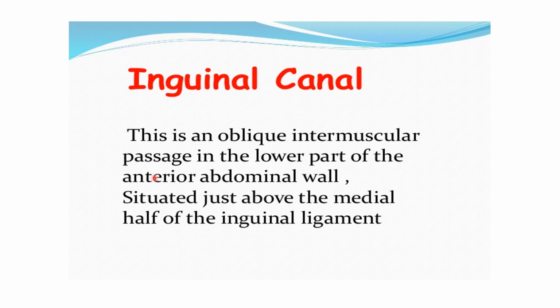Coming up with our next very important topic, and it is very important from an examination point of view as well. Inguinal canal. This is an oblique intermuscular passage in the lower part of the anterior abdominal wall, situated just above the medial half of the inguinal ligament. So the inguinal canal is an oblique intermuscular passage situated in the lower part of the anterior abdominal wall in the inguinal region, just above the medial half of the inguinal ligament.